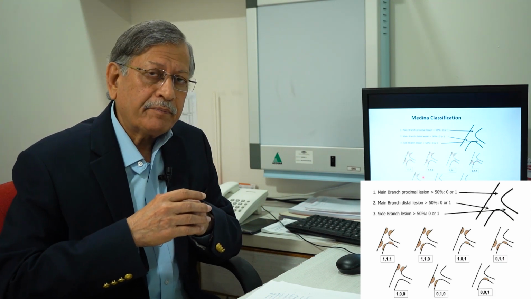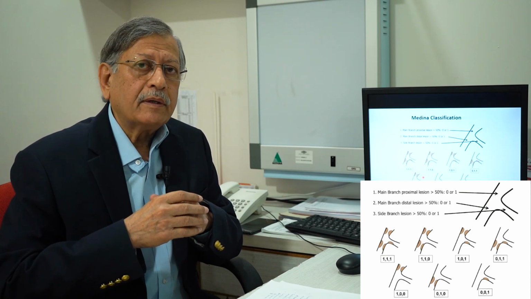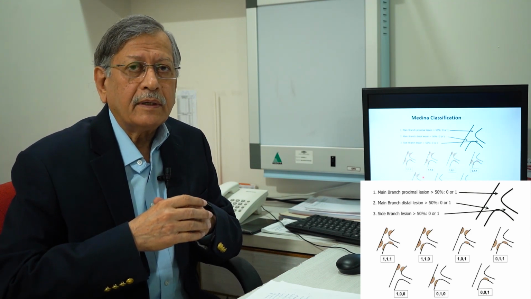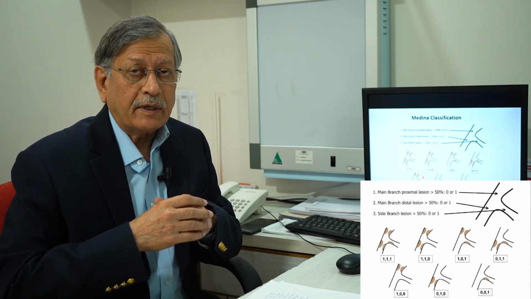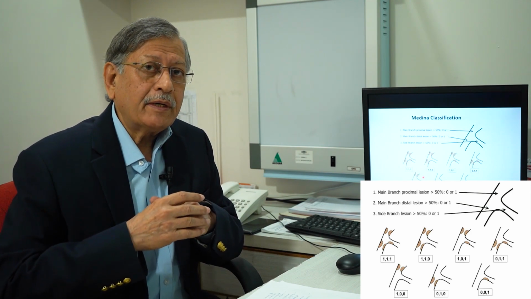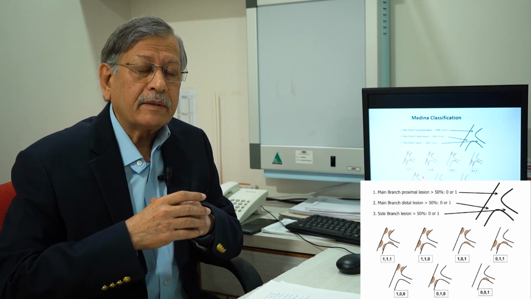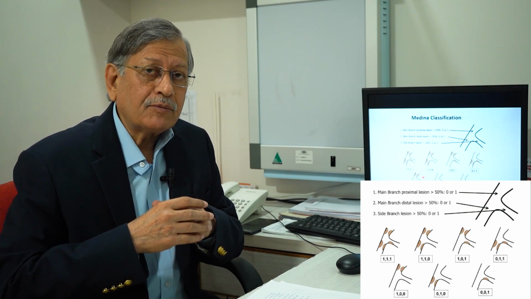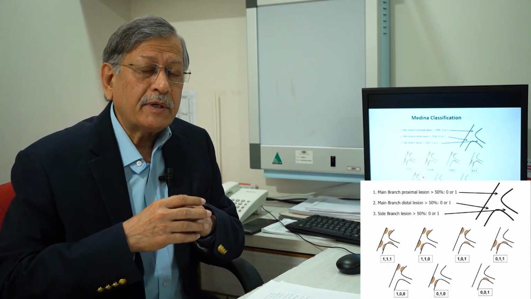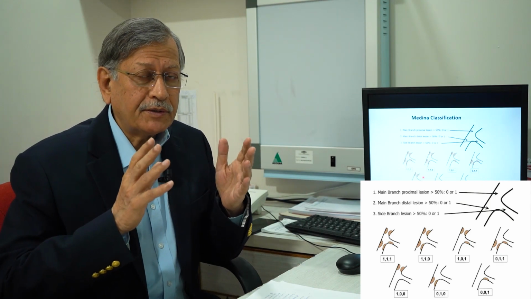At the end of the day, the European Bifurcation Club so far recommends provisional strategy rather than upfront two stent strategy in most of the cases. Having said that, almost 30% of our bifurcations will require two stent strategy. And when it comes to distal left main bifurcation disease, 50% or more will require two stents. So we have to keep all these things in mind.